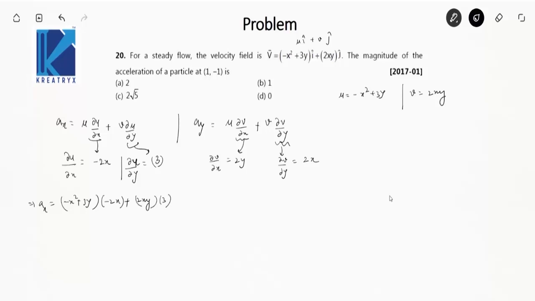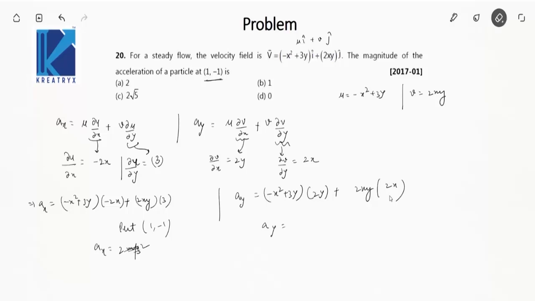Okay, and similarly ay will be minus x square plus 3y into 2y plus 2xy into 2x. Okay, I guess now you can put this condition that you have to find acceleration at 1 comma minus 1. You get x component of acceleration as 2 meter per second square, whereas y component of acceleration as 2 units. This will be 2 units because no units have been given. This will be equal to 4.